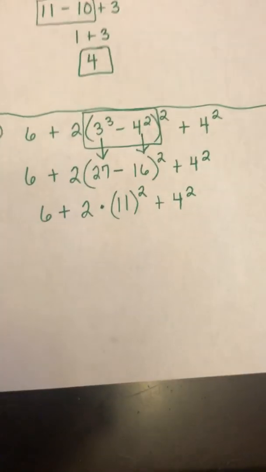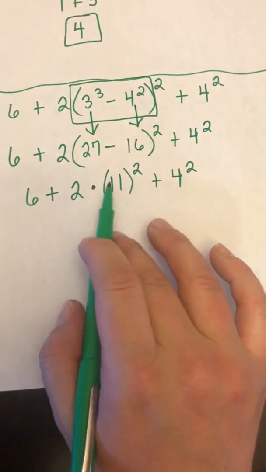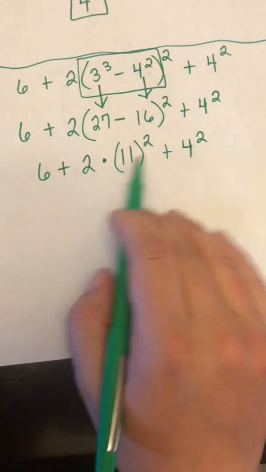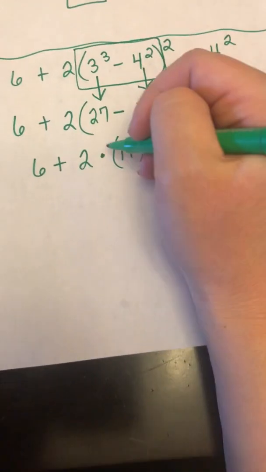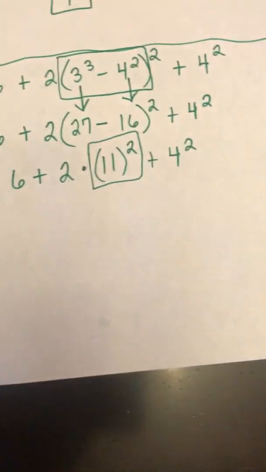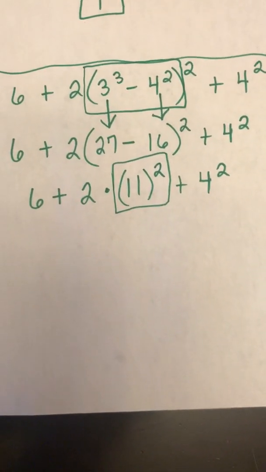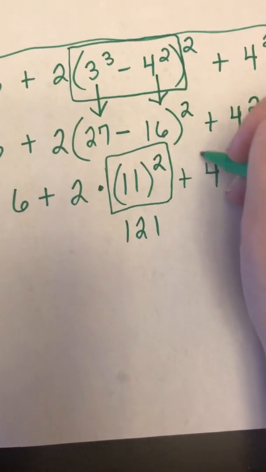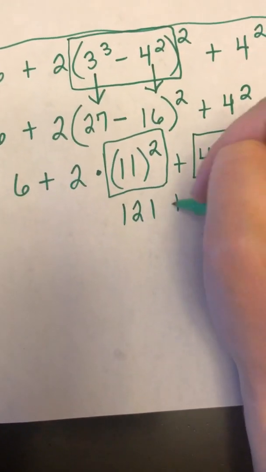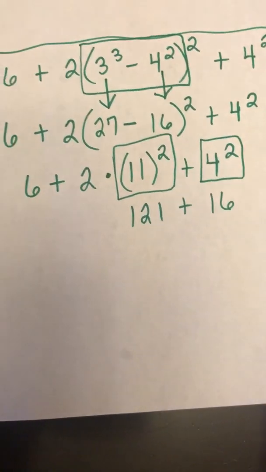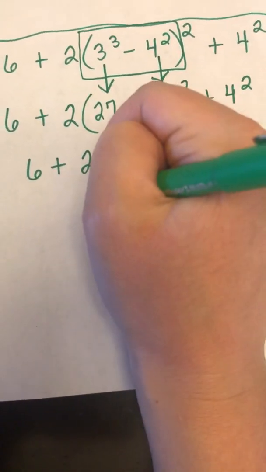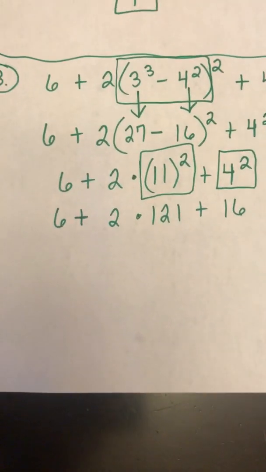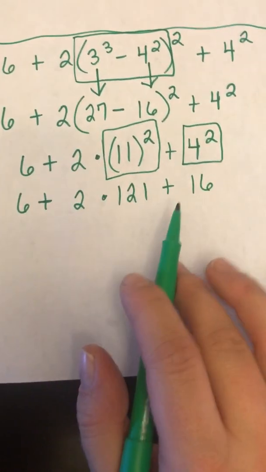All right, so I'm simplifying, but I'm still not done. So the parentheses are gone. We have parentheses here, but that's just separating the 11. So I need to do these 2 exponents next. 11 squared is what? 11 times 11 is 121 plus whatever this is. 4 squared, again, 4 times 4 is 16. Bring down everything else I haven't used. Now, it was okay for me to do those 2 in the same step because they were both exponents. But otherwise, I'm only going to do one thing at a time.